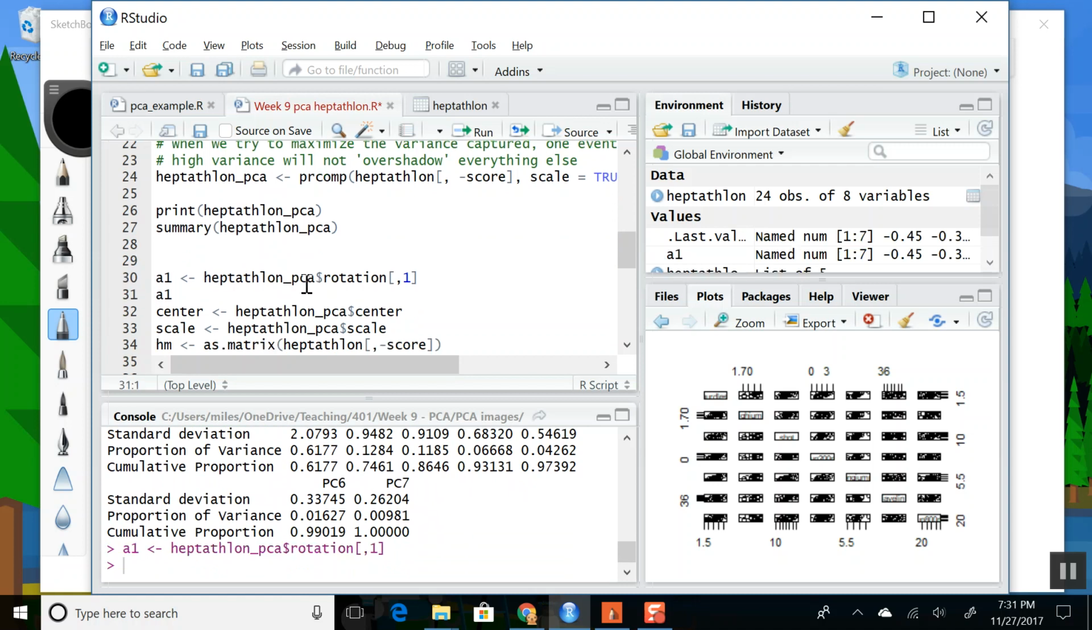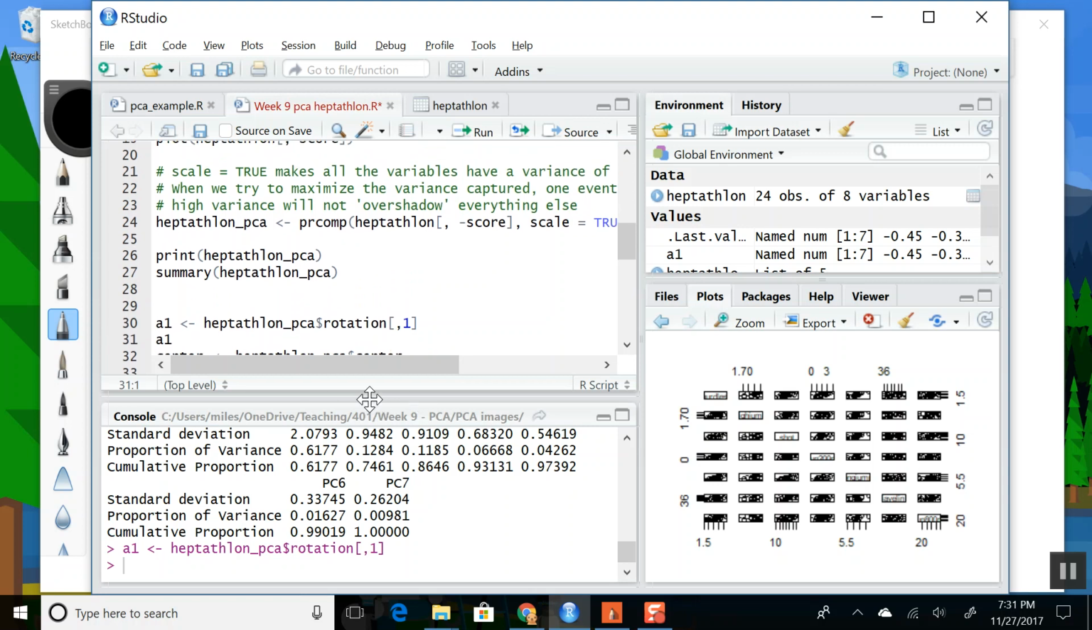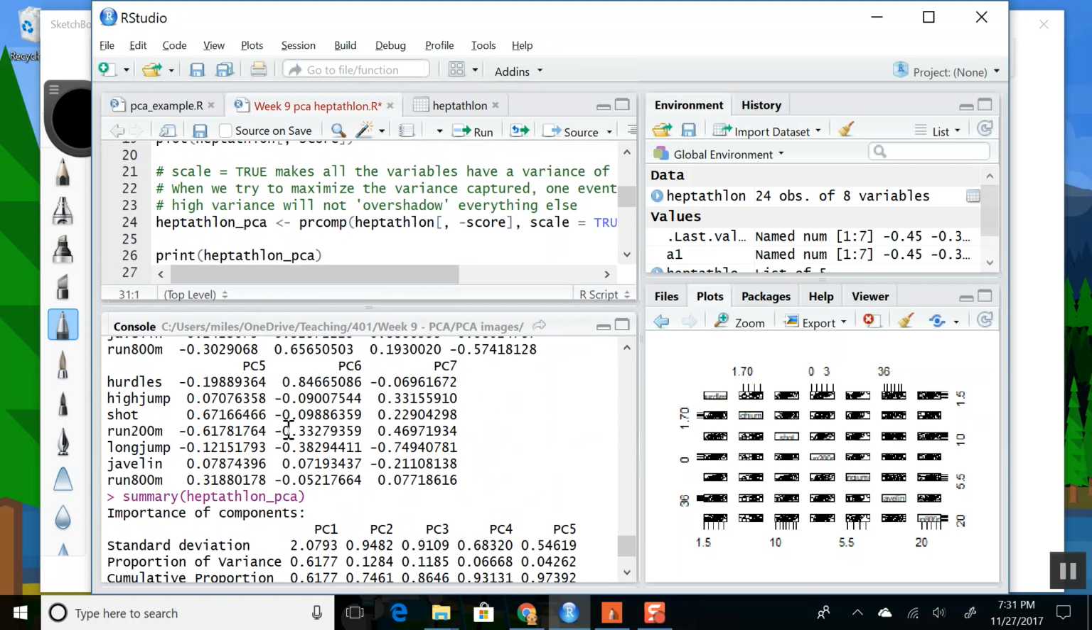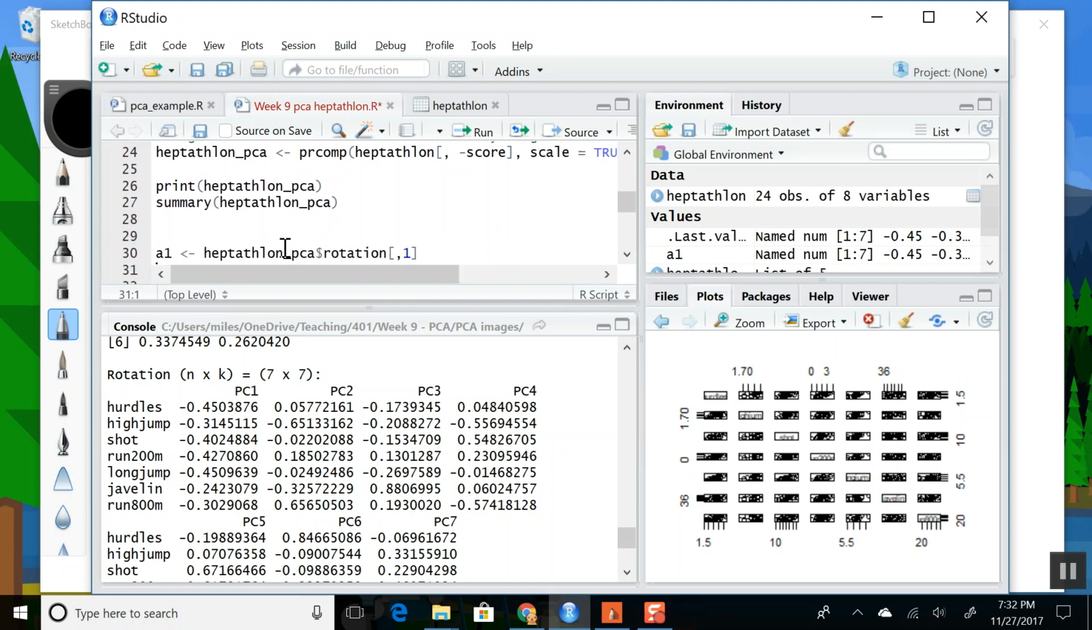Maybe that's not all that much. If we multiply the result of our principal components matrix, so this first column, PC1, this is the first principal component. This is pretty much the eigenvector, the first eigenvector of our correlation matrix.